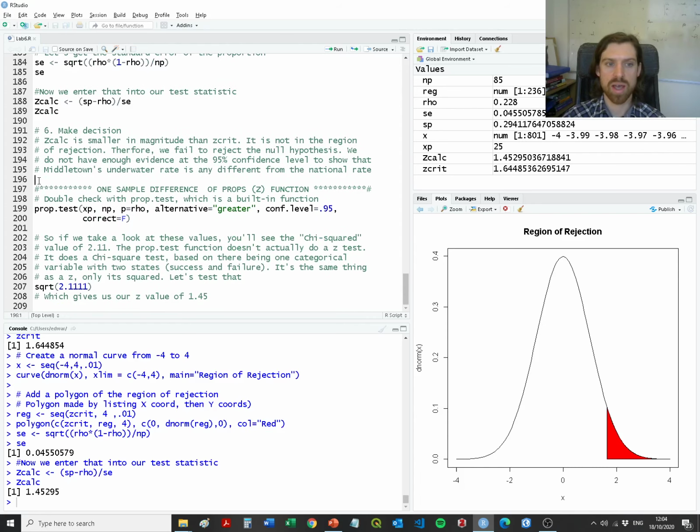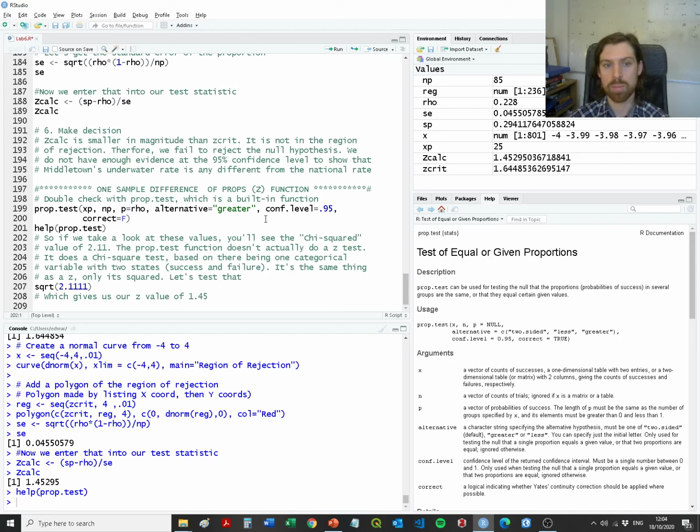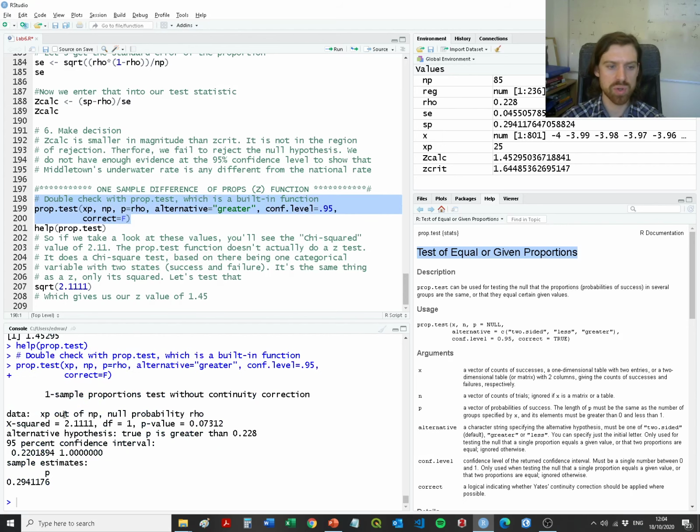So let's confirm that calculation by using one of the inbuilt tests. Here we're going to be using prop.test. Let's have a look at the help menu for that. Essentially this is the test of equal or given proportions. We're dealing with a binary outcome and with proportions, and this is the appropriate test to use. When we give it the mean, the number of samples that we've got, and all the other variables, we're able to examine the output that we achieve.